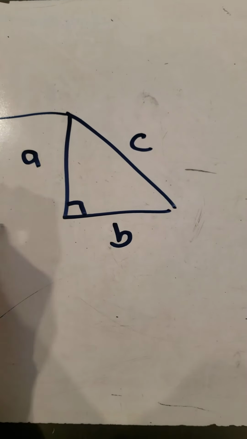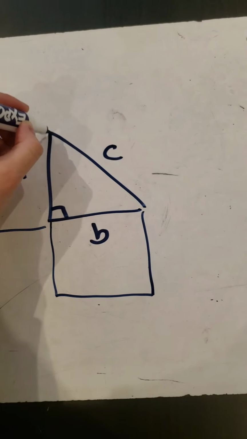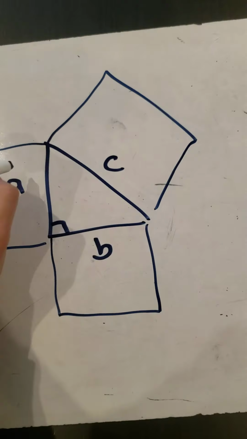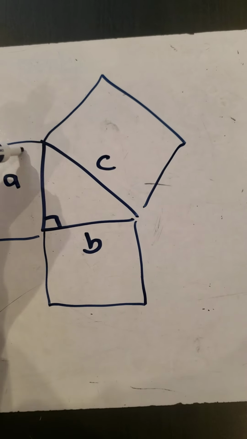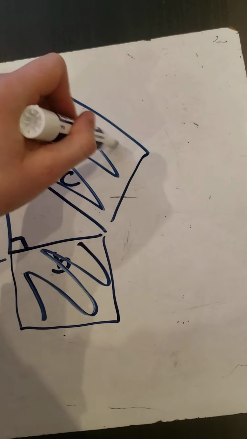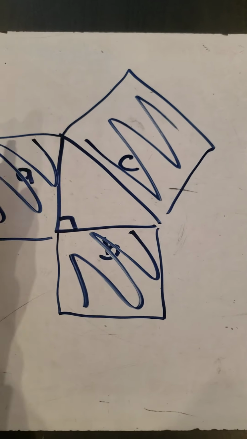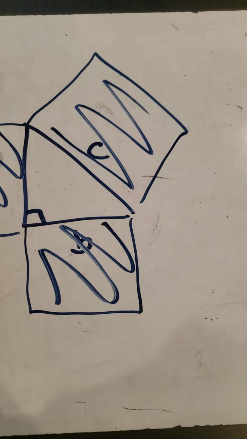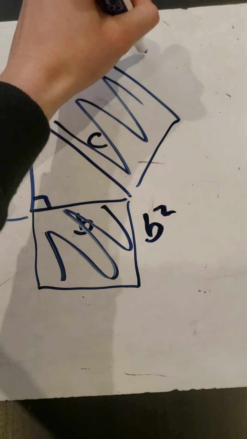if we were to actually draw squares coming off all three sides of the triangle, and then find the area of each of those squares, and remember, to find the area of a square, it's length times width. Since they're all the same side, really it's just a squared, b squared, and c squared.